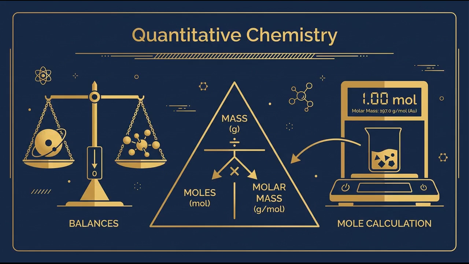We can also calculate percentage composition by mass. Oxygen in carbon dioxide makes up 72.7% of the mass. When working out an empirical formula from mass percentages, you divide each percentage by its relative atomic mass to find the simplest mole ratio, which gives you the simplest formula like CH2O.